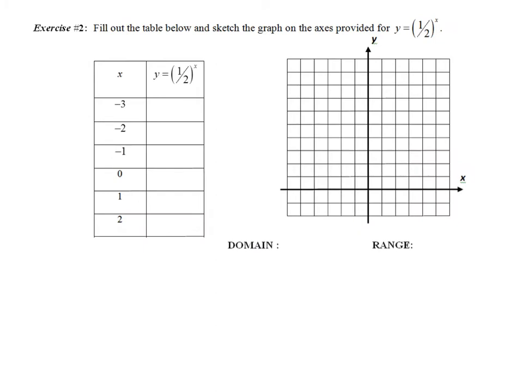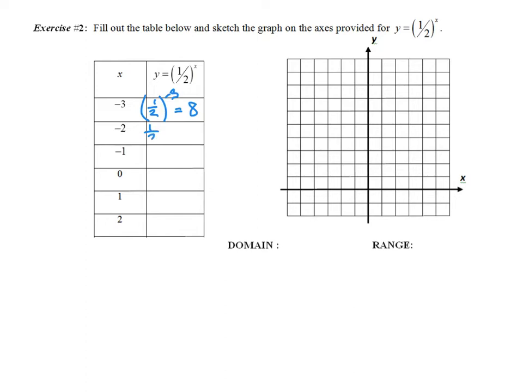Let's go ahead and look at the next exercise. We want to fill out the table and sketch the graph for the function y equals 1/2 to the x power. So let's carefully evaluate these values with an input of -3. I want to say 1/2 to the -3rd power. So a negative exponent just means that I'm going to take the reciprocal. So that means the same as 2 to the 3rd power, which of course is 8.